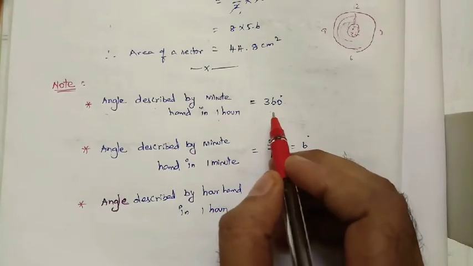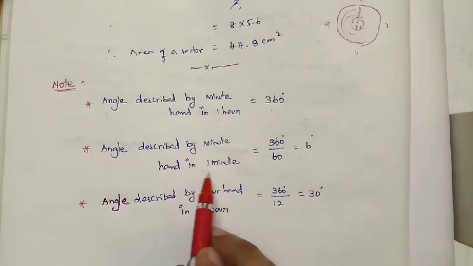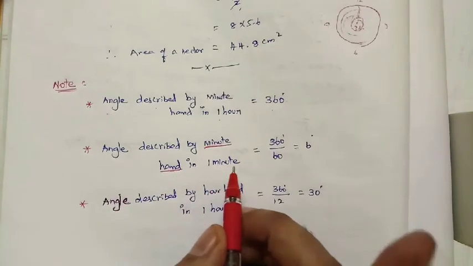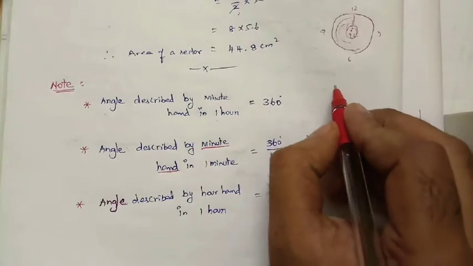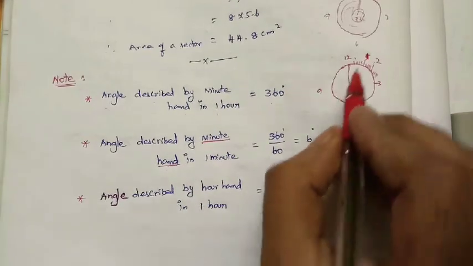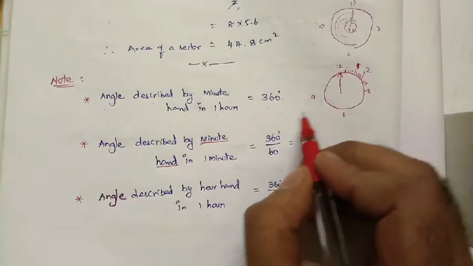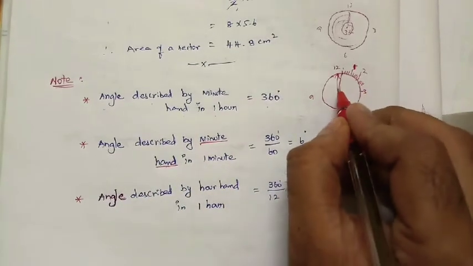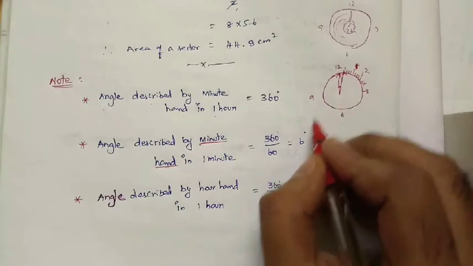Now, the angle described by the minute hand in 1 minute, right? For 1 minute, how much angle will be described? The angle described by the minute hand for 1 minute is nothing but 6 degree.